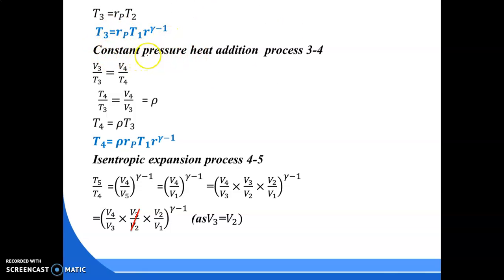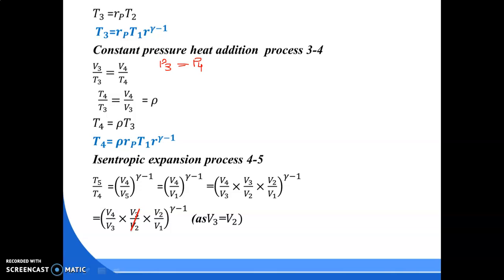Then the next process is the constant pressure heat addition process, that is 3 to 4. So we know that constant pressure means P3 is equal to P4.